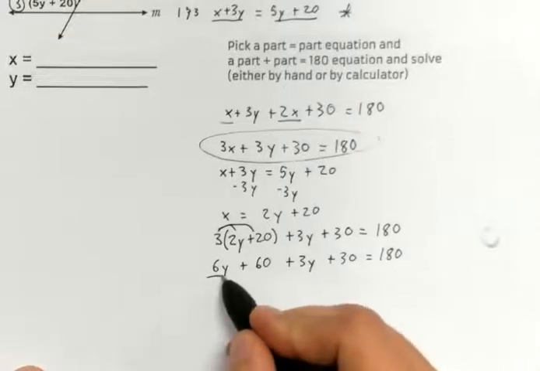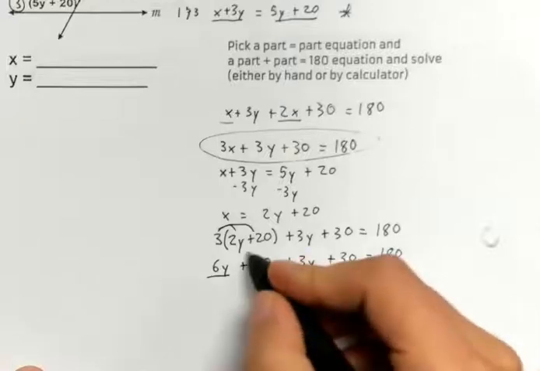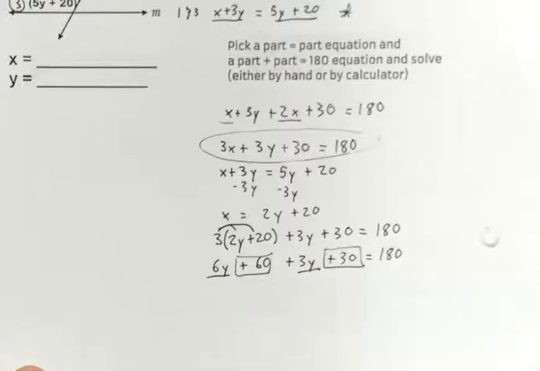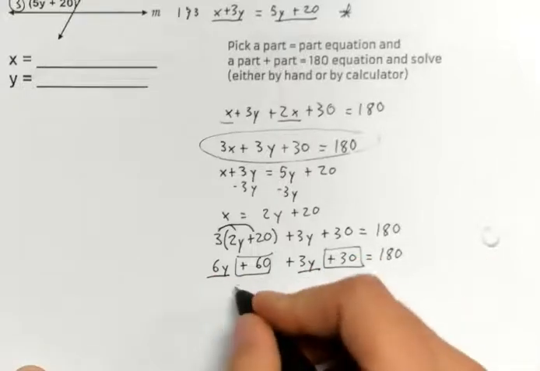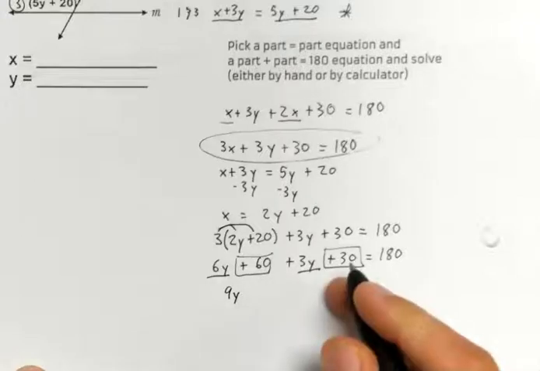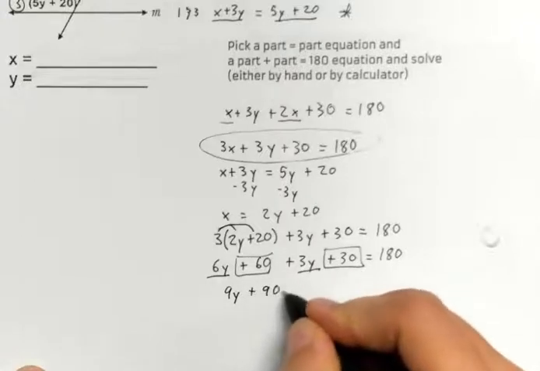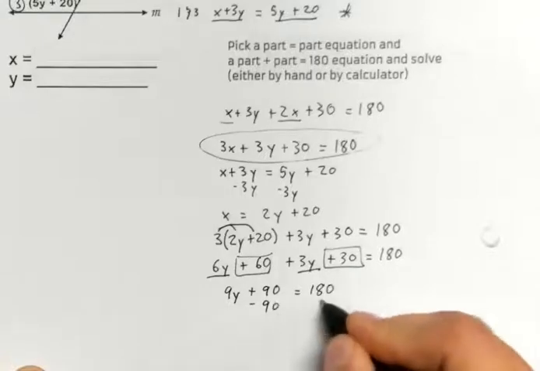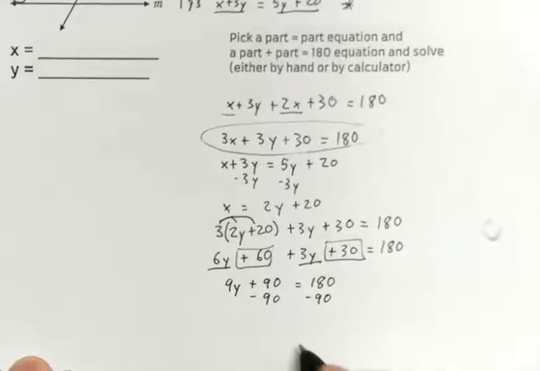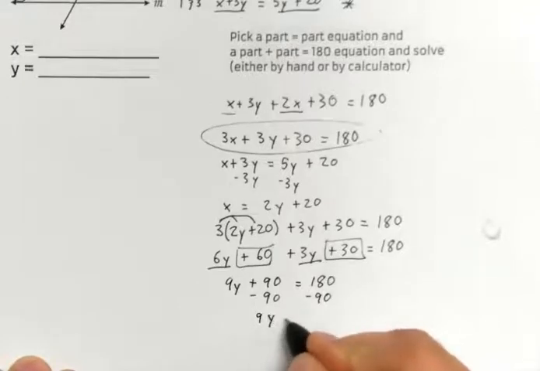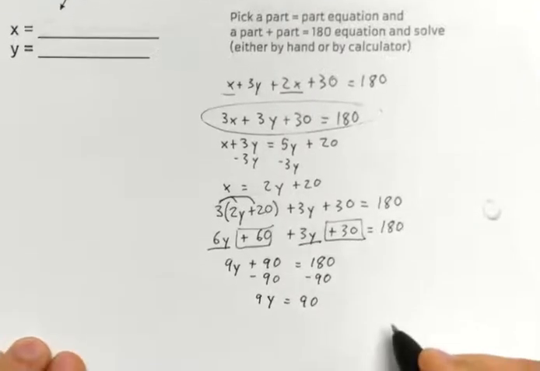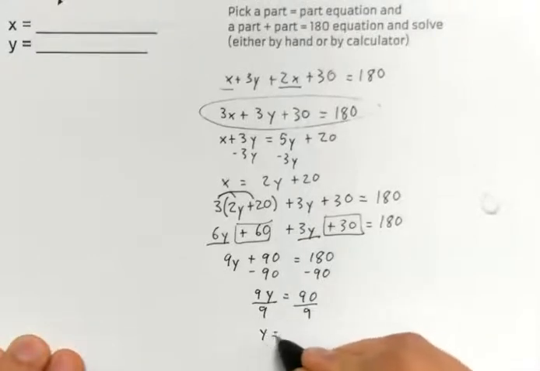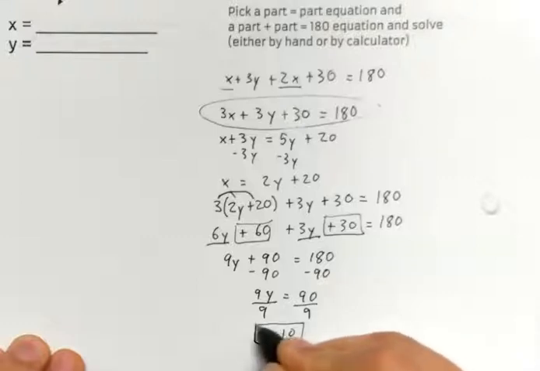So I'm going to go ahead and combine my like terms, okay? So I got my numbers without variables, and I've got my variables. So 6y plus 3y is 9y, 30 plus 60 is 90, and on the other side we still just have 180. Move this 90 to the other side, and I get 9y is equal to 90. So divide both sides by 9, and I get y is equal to 10. So that's my y.